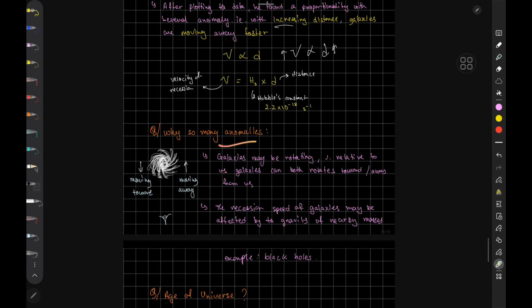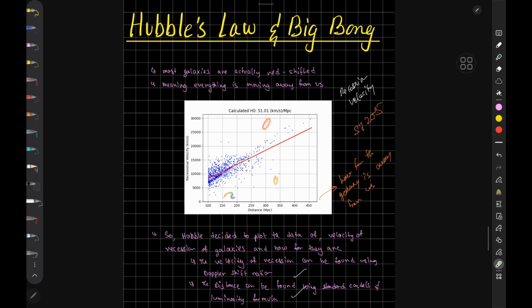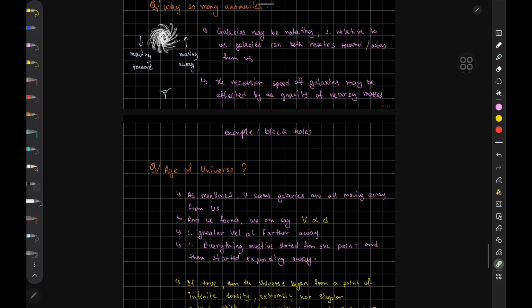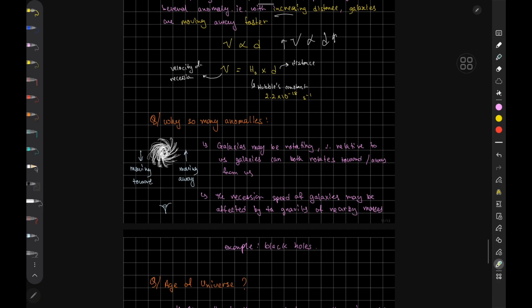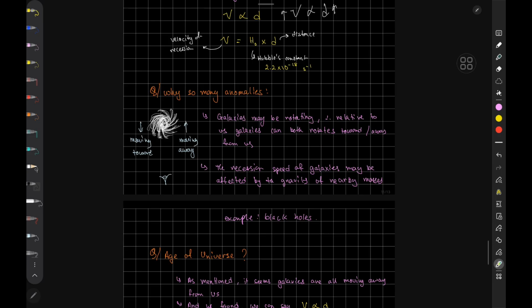Now, why do you have so many anomalies that are so far above, so far down, and one that probably doesn't even have a recession velocity, probably is moving towards us? Why do these cases happen? If every galaxy is apparently moving away from us, then why are some moving towards us? What is this difference in law? In physics, laws can't just exist for one thing. It has to exist for everything. So why are there anomalies?